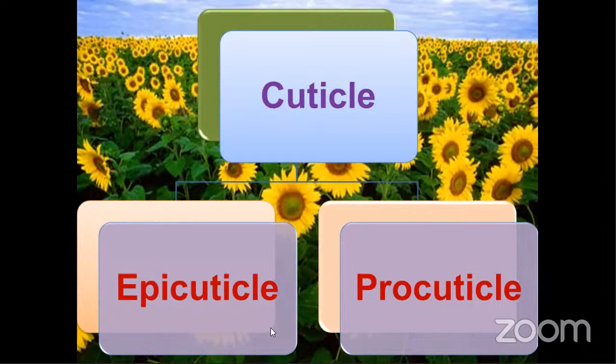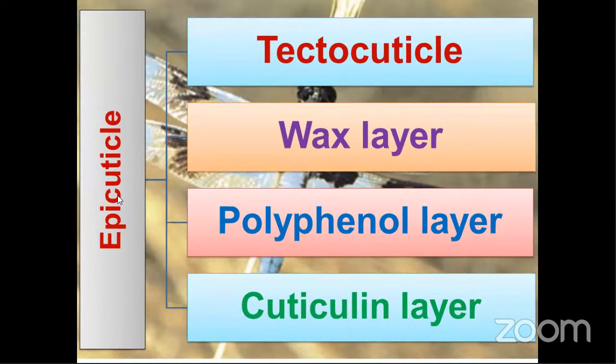First we will discuss epicuticle. This epicuticle is the thin outermost layer, with a thickness of 1 to 4 microns. The most important point is that chitin is absent in epicuticle. In ICAR examinations, I think in 2018 they asked this: chitin is absent in which cuticle, epicuticle or procuticle? Epicuticle. It's a very, very important point.